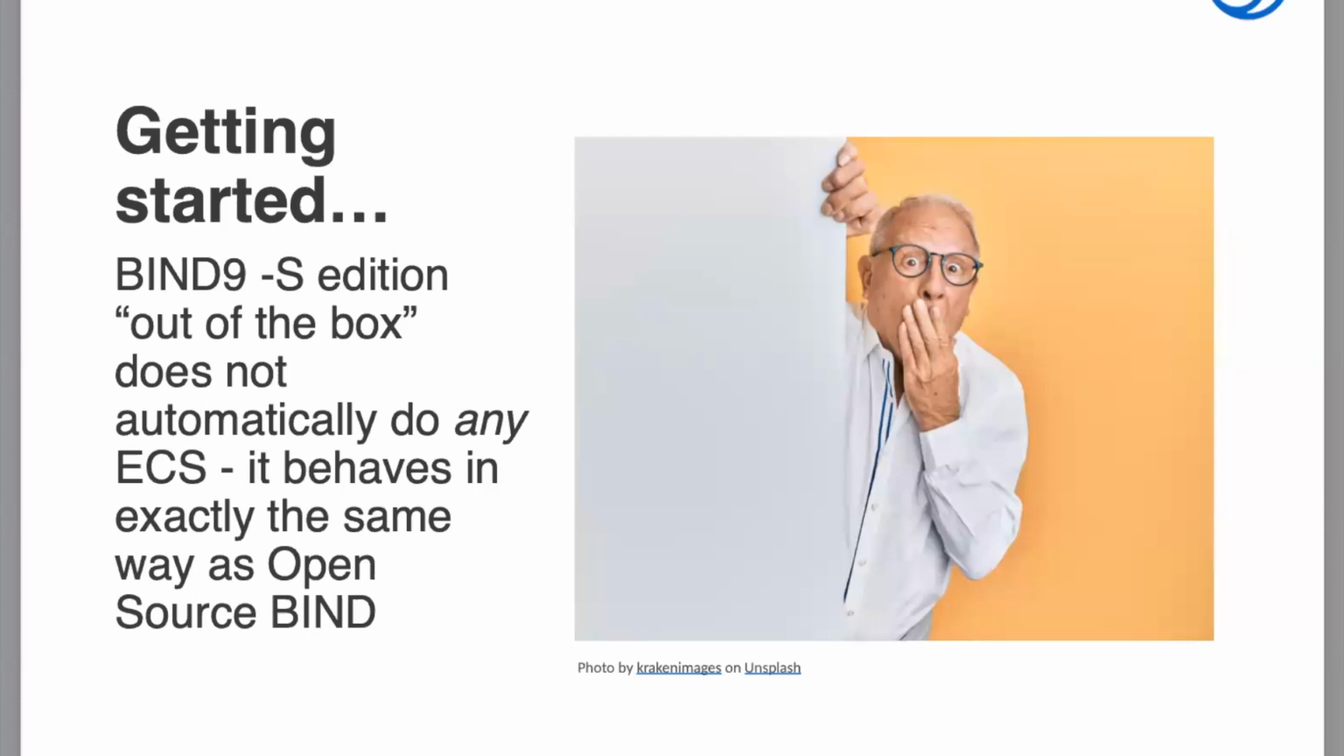Right, so getting started. I'm going to mention this because I'm going to mention a gotcha later on. The Bind 9 S edition, as unpacked from the box, doesn't automatically do any ECS at all. It will behave in exactly the same way as open source bind did. So as long as you don't configure any ECS options, you can expect it to behave exactly the same way as the open source edition with respect to EDNS Client-Subnet.